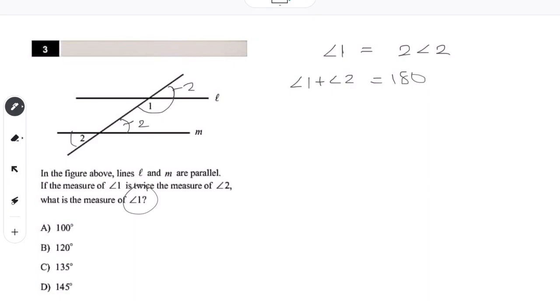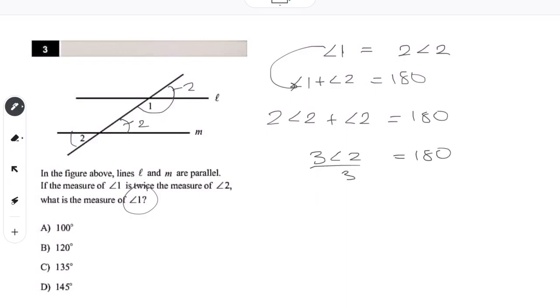So let's just plug in all these values. We can put in angle 1 plus 2 times angle 2. Let's plug this in. So you have 2 times angle 2 plus angle 2 is equal to 180. This gets us 3 times angle 2 is equal to 180. So we divide both sides by 3. We get angle 2 is equal to 60.